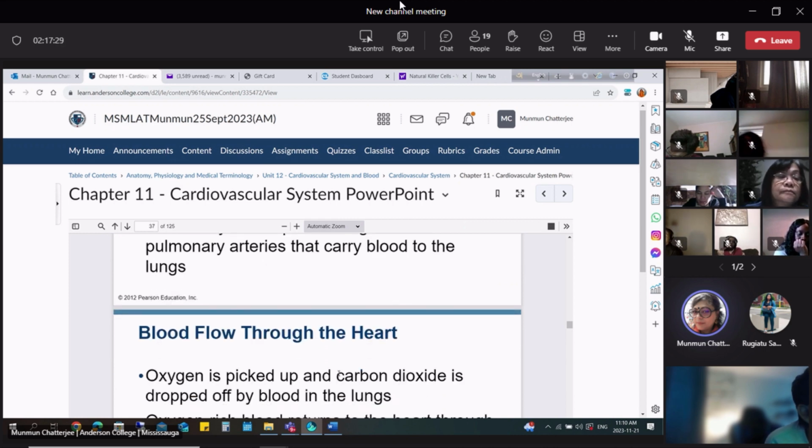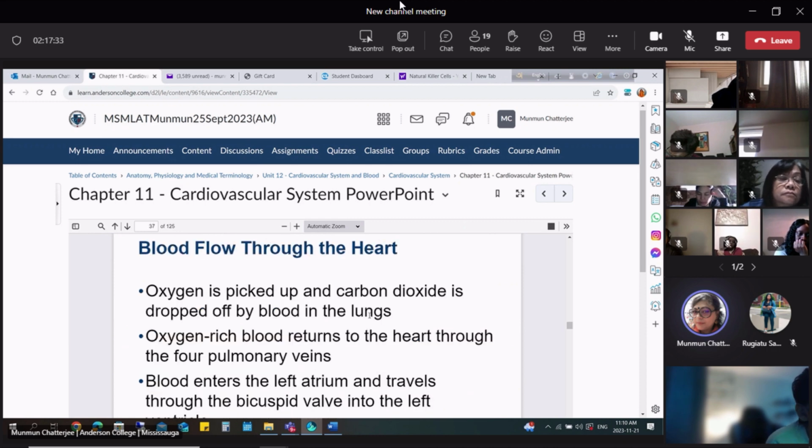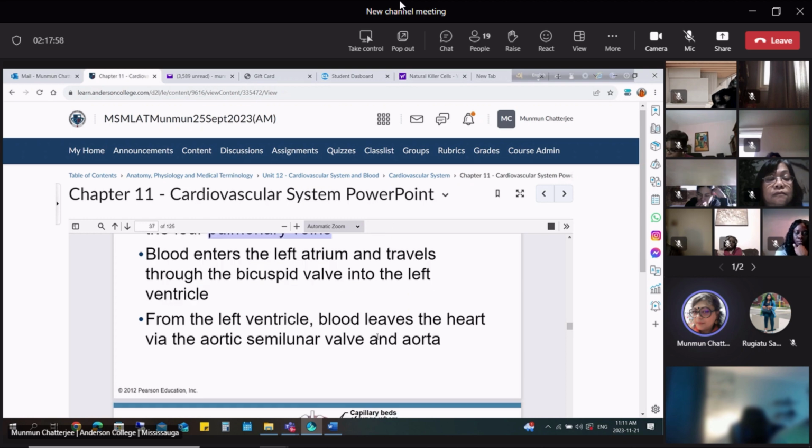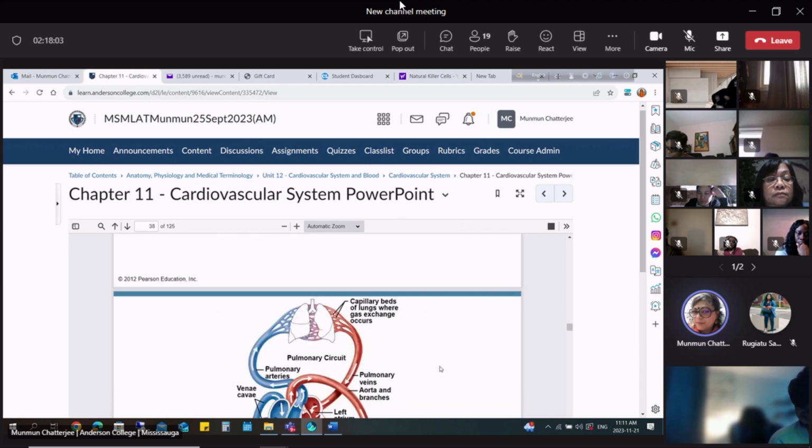Then oxygen is picked up and carbon dioxide is dropped off by the blood in the lungs, and the oxygen-rich blood returns to the heart through the four pulmonary veins. Blood enters the left atrium and travels through the bicuspid valve into the left ventricle, and from the left ventricle blood leaves the heart through the aortic semilunar valve and aorta.